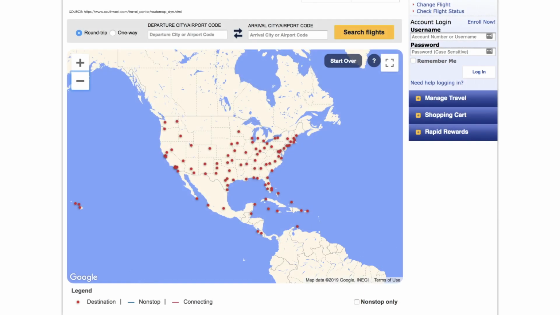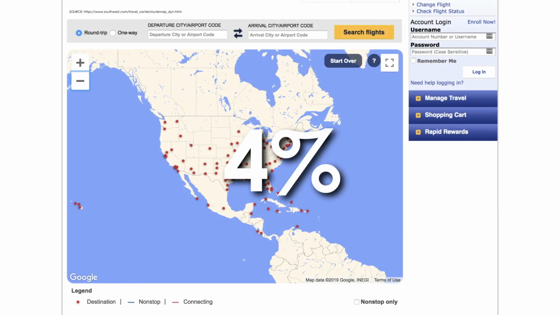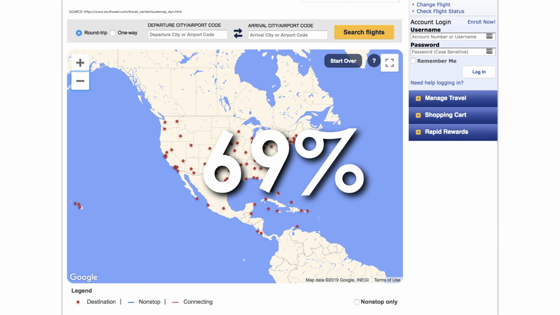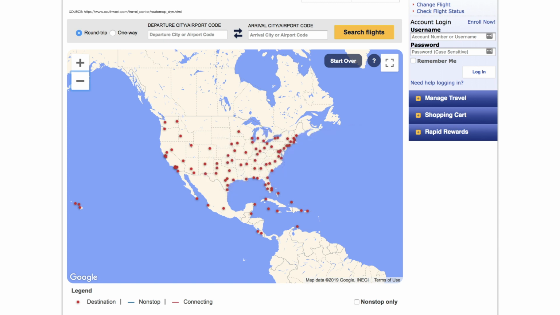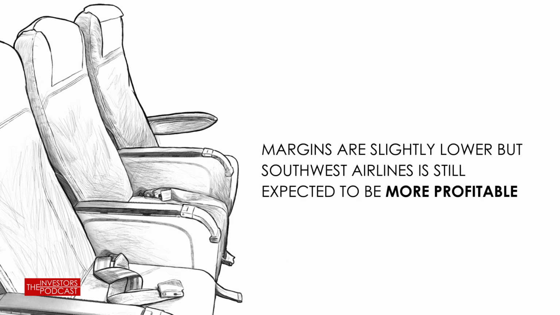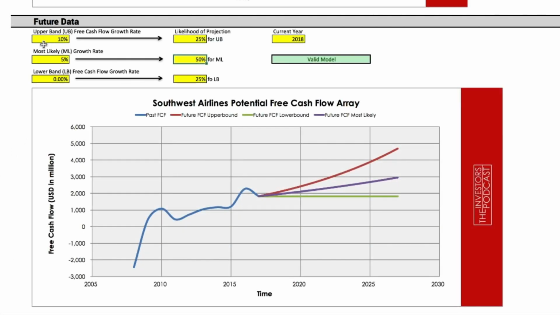Southwest Airlines' international presence is still relatively small. Currently, it only represents 4% of the revenue. It is a growing segment. It's up more than 69% in just 2 years, and it's a huge focus point for Southwest Airlines. Even though the load factor, that is how many seats you're filling per miles, and their margins are slightly lower, this is a very interesting point where I do expect Southwest Airlines to become more profitable. So that is our high growth case. Again, 10%, you might use a different number. I use 10% and a likelihood of 25.